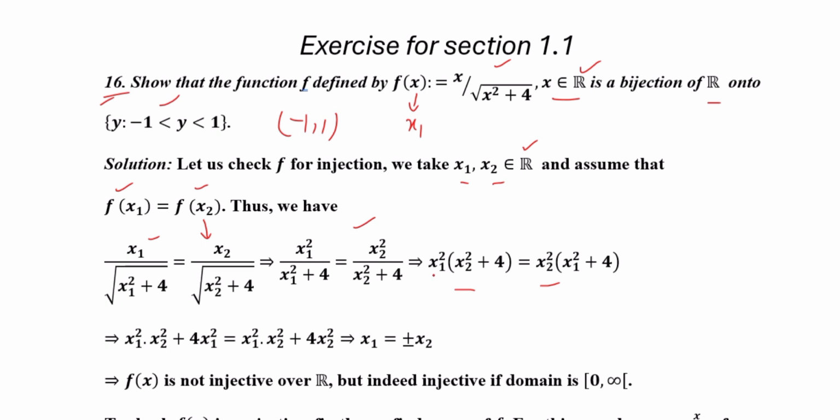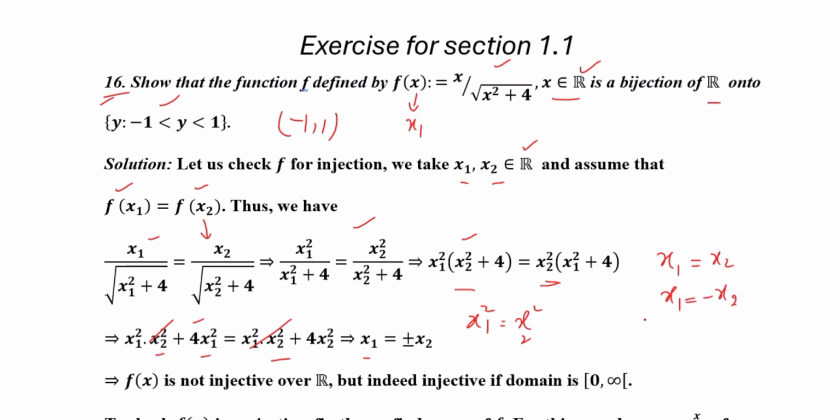Multiplying x1 square inside the bracket, we have x1 square x2 square plus 4 x1 square. Similarly, after multiplying x2 square inside the bracket, we have this. By cancelling out x1 square x2 square from both sides, and further by cancelling 4 from both sides, we have x1 square is equal to x2 square. By taking square root on both sides, we have two values of x1, which are x1 is equal to x2 and x1 is equal to minus x2.